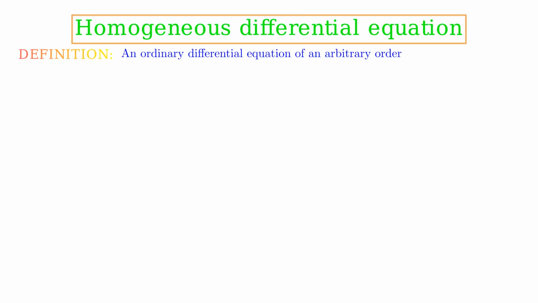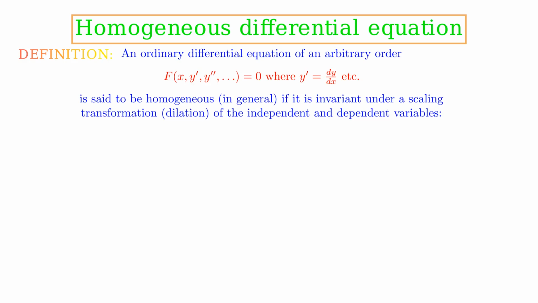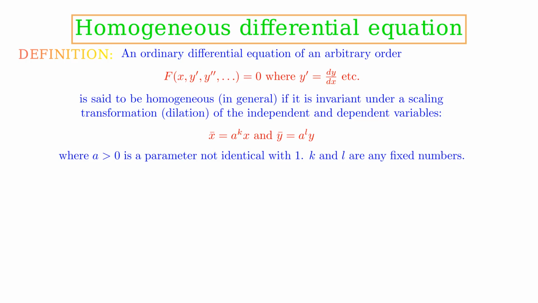An ordinary differential equation of an arbitrary order, f of x, y, y prime, y double prime, and so on, equals 0, where y prime is the derivative of y with respect to x, is said to be homogeneous, in general, if it is invariant under a scaling transformation, dilation, of the independent and dependent variables: x bar equals a to the power k times x, and y bar equals a to the power l times y, where a is a positive parameter not identical with 1.